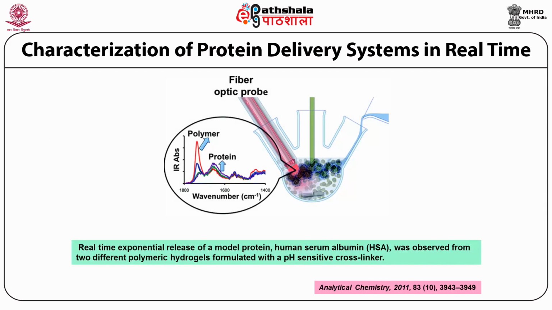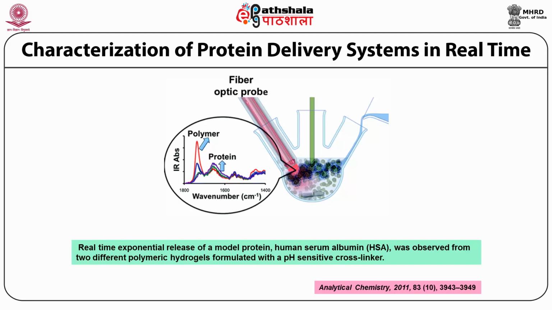We discussed the characterization of protein delivery system in real-time. Using a fiber optic based probe, you can take the polymer and you can check the IR spectra of the protein. Real time exponentially increases release of the model protein. As, for example, here the human serum albumin was observed from two different polymeric hydrogels formed with a pH sensitive cross linker.